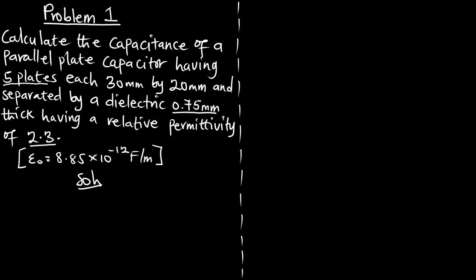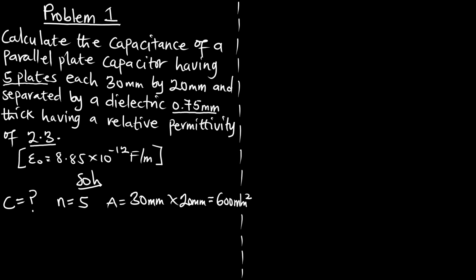Let's look at how best we can solve this. Let's write down our parameters. First, we are to calculate the capacitance C. We don't know it. And we have n number of plates, which from the question is 5. Each is 30 millimeters by 20 millimeters. This is the area, which is 30 mm by 20 mm, and this is going to give us 600 mm squared. Are we okay? So we have our area.